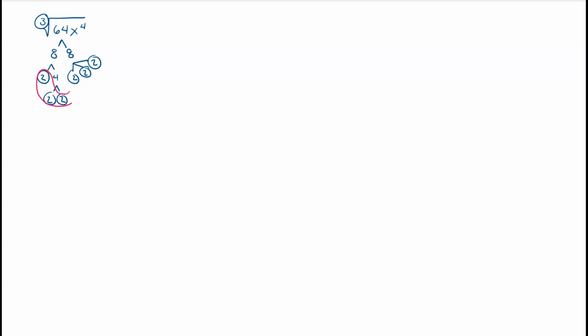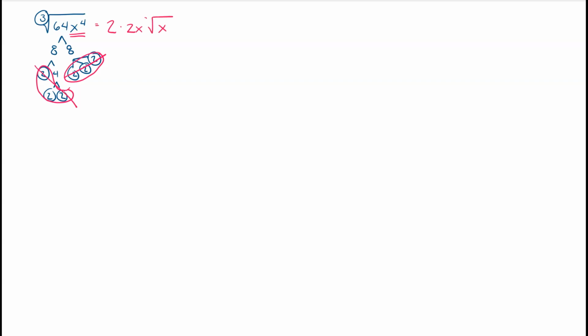I have one set of 3 here, so a 2 will pop out to represent that set of 3 2s. Then I have another set of 3 here, so a 2 is going to pop out to represent that set of 3 2s. And then looking at the x to the 4th, I'm asking myself, how many sets of 3 do I have when I have x to the 4th power? I've got one set of 3 with 1 left over. Don't forget the index. Your final answer should be 4x times the cube root of x.